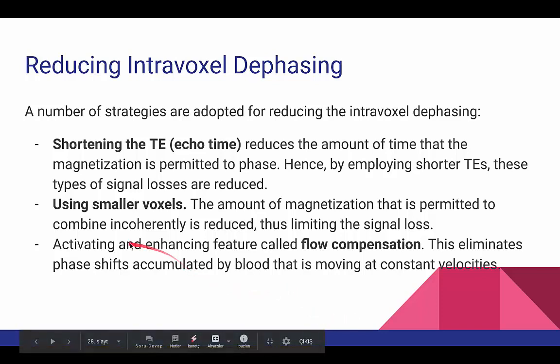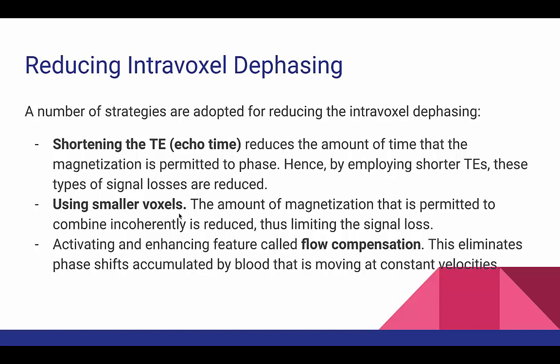Another option is to use smaller voxels. The amount of magnetization that is permitted to combine coherently is reduced, thus limiting the signal loss. So you're basically reducing the size of your voxel, and therefore you have much smaller combinations of nuclei, for example. And therefore the rogue ones, the ones that are not aligned, the ones that are not rotating in an aligned manner, are reduced.